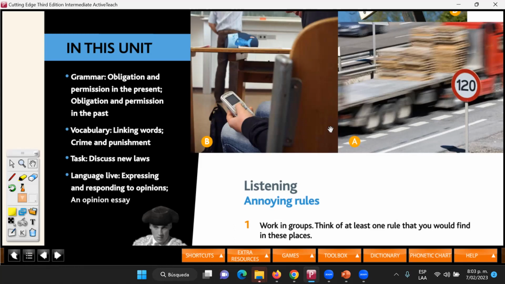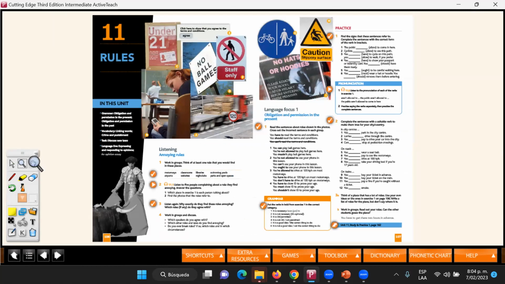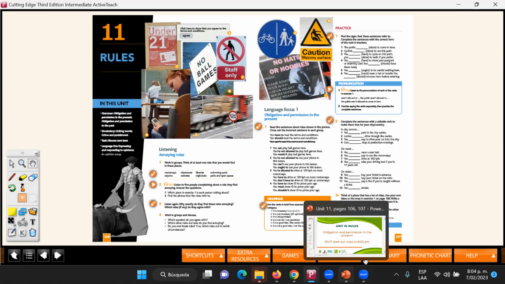In terms of vocabulary, we will be talking about linking words, crime and punishment. The task in this unit will be about discussing new laws, and in terms of the language live, expressing and responding to opinion. And probably we won't really develop it during our session, but we will have a look at the general aspects of what an opinion essay is. So that is basically the idea of our unit. Of course, as you already know, we will be working on the first 2 pages of our book.